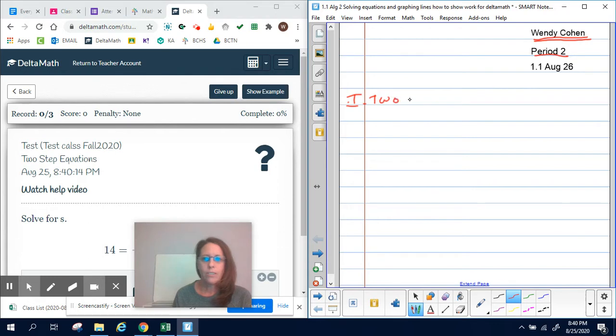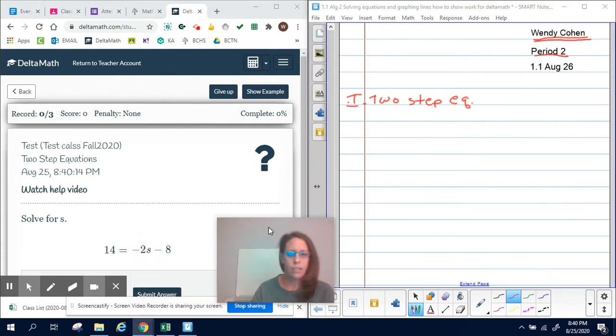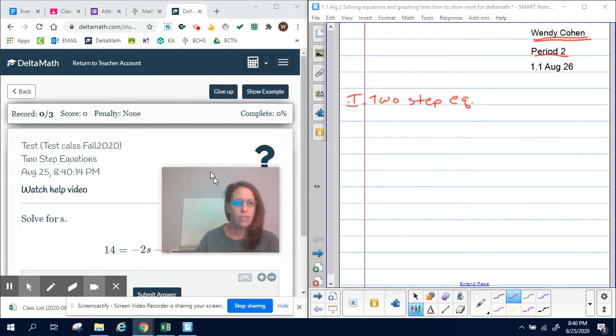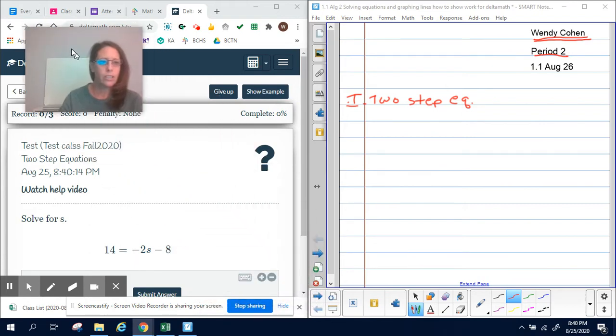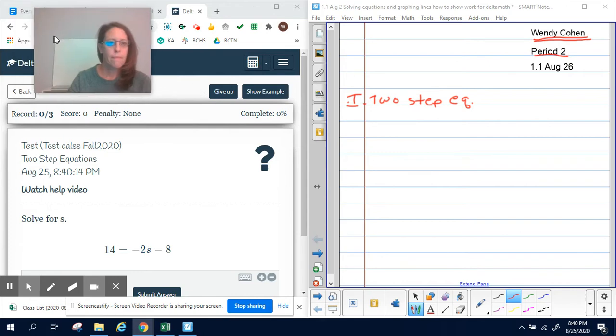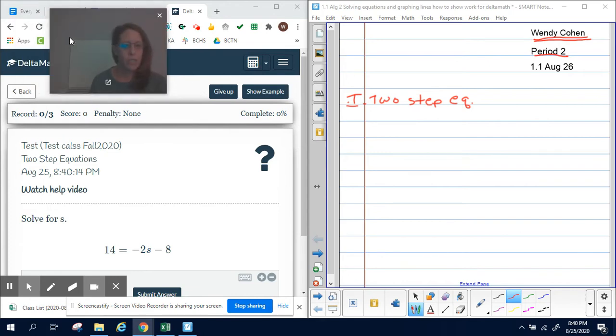And I'm using new tools to write with. It's kind of fun. So I apologize, it's a little messy. And the first problem that I need to work in the Deltamath is 14 is equal to negative 2s minus 8.